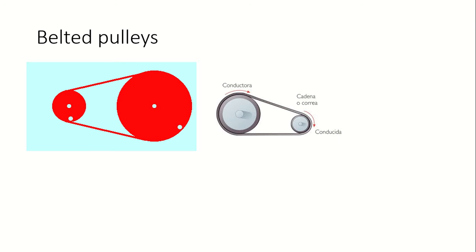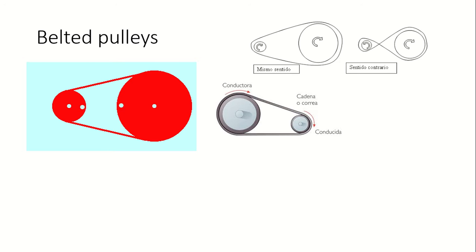Okay, as you can see here, there is a case where each wheel turns to different sides. That is this case. In this case, when we cross the strap, we change the direction. Okay.